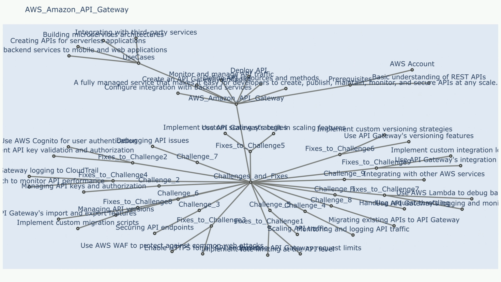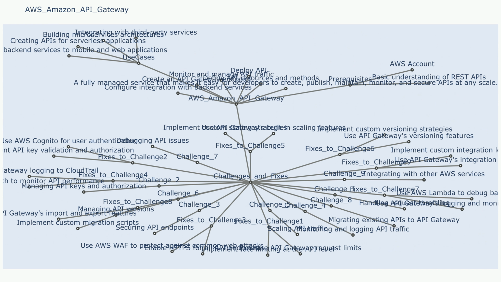Challenge 8. Migrating existing APIs to API Gateway. Fixes to challenge 8. Use API Gateway's import and export features. Implement custom migration scripts. Use API Gateway's import and export features to migrate existing APIs to API Gateway. Use AWS Lambda to implement custom migration scripts.